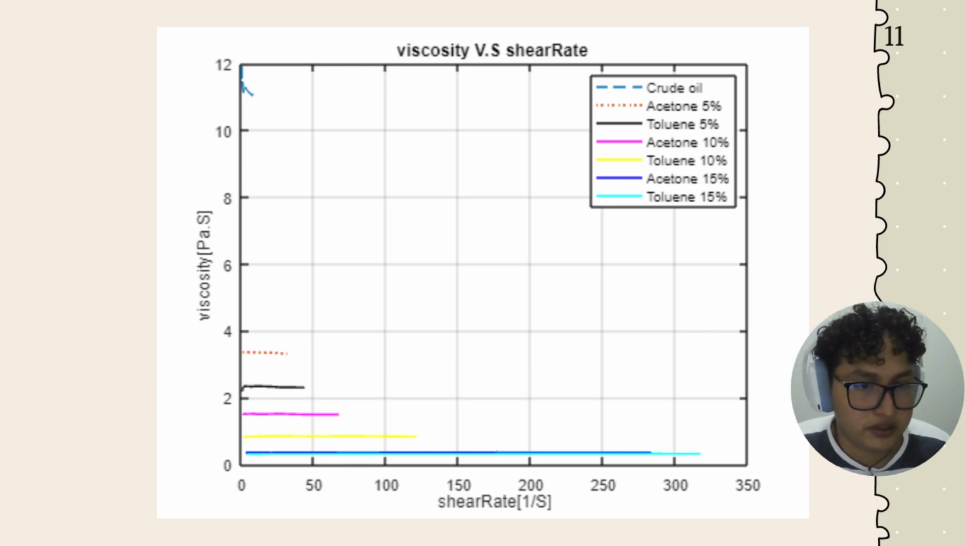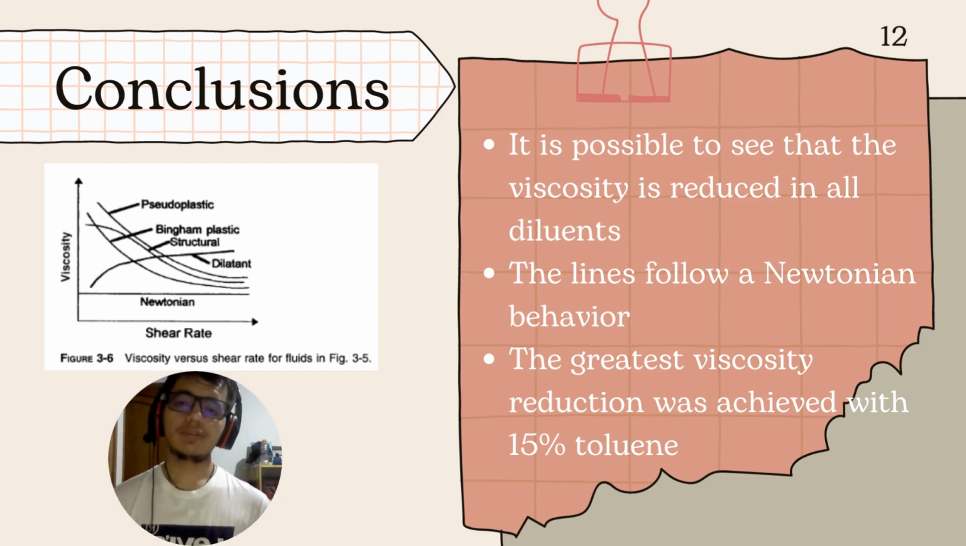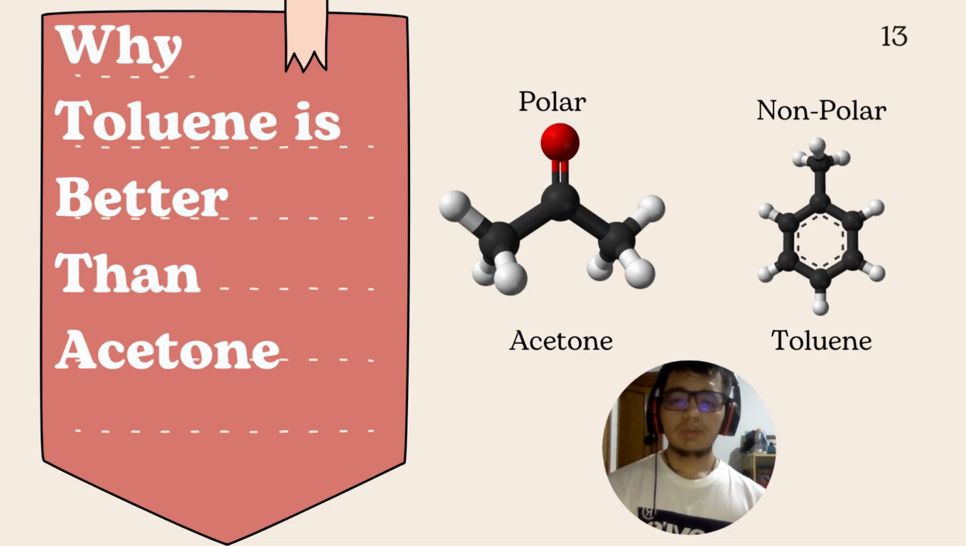And obviously, we can see that the lowest viscosity and the highest shear rate are given by the toluene at 15%. Okay, and finally, for the conclusions, we can see that the viscosity is reduced in all the diluents that we used in the lab. The lines of the graph follow a Newtonian behavior, and the best viscosity reduction was achieved with 15% toluene. And as a principal conclusion, we can say that toluene is better than acetone to disperse and dissolve the asphaltene molecules.